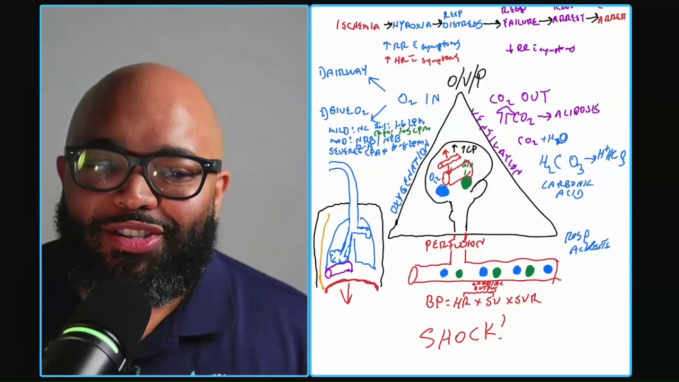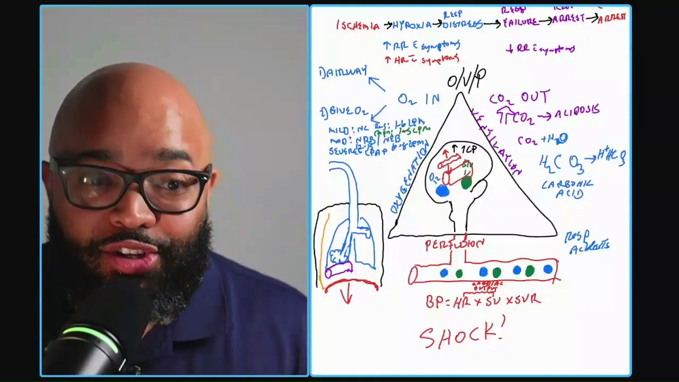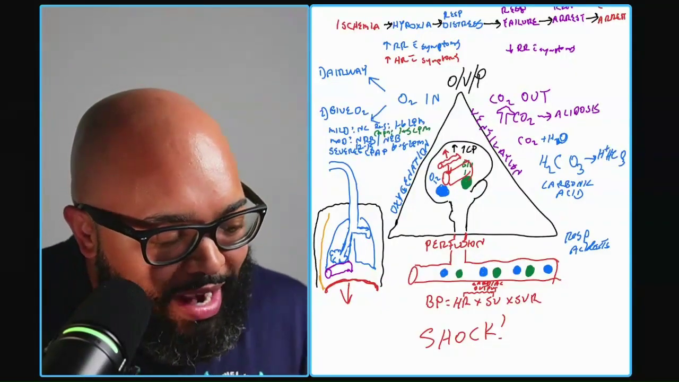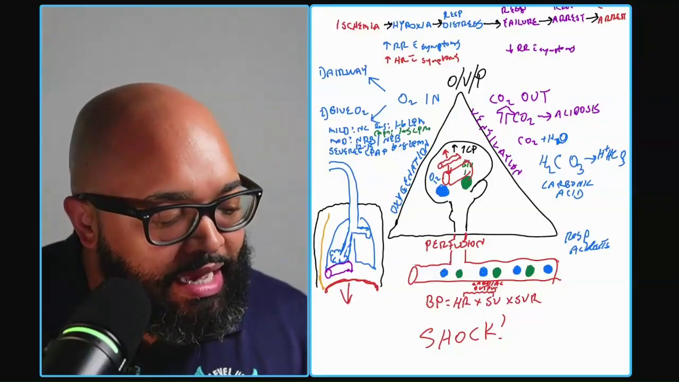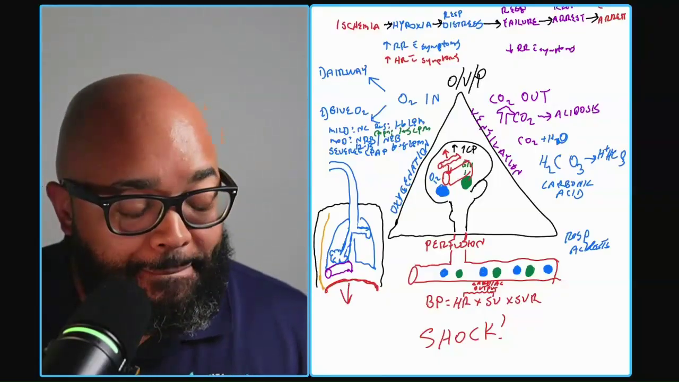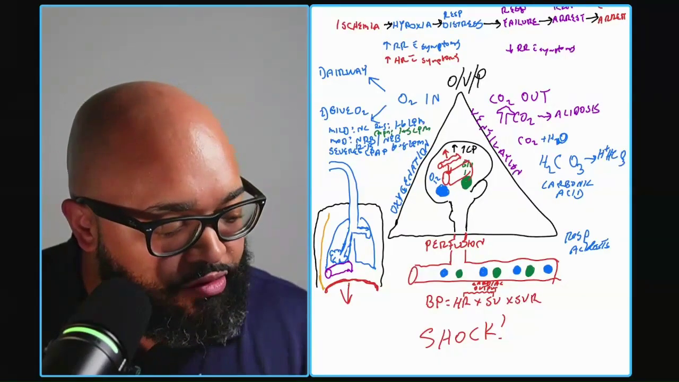What triad did I just describe? Cushing's. That's Cushing's triad. That's the how and why of Cushing's triad. Now, what else happens though? Not only do we affect the brain, let's go over to the heart.